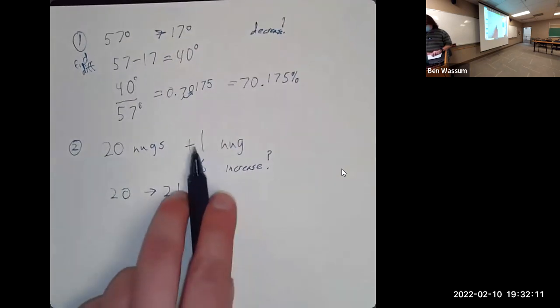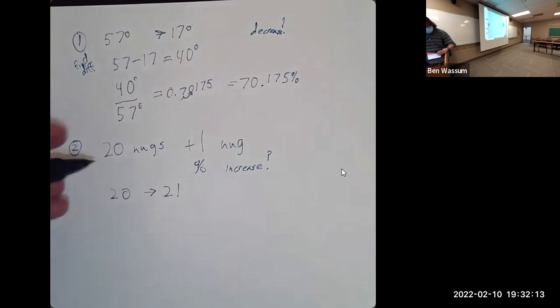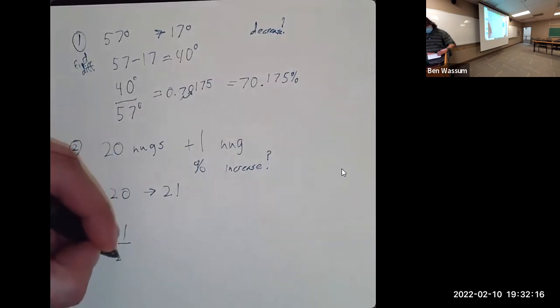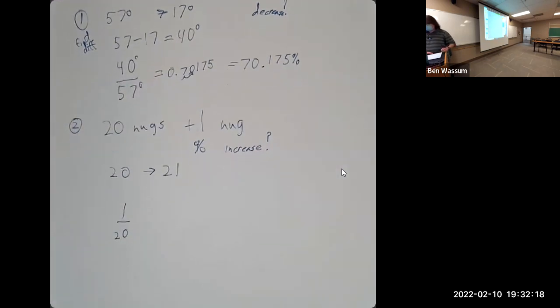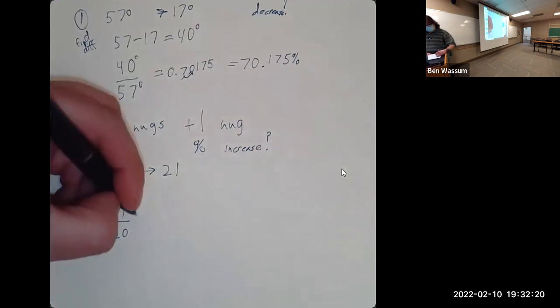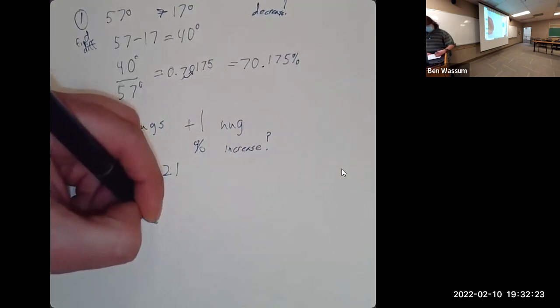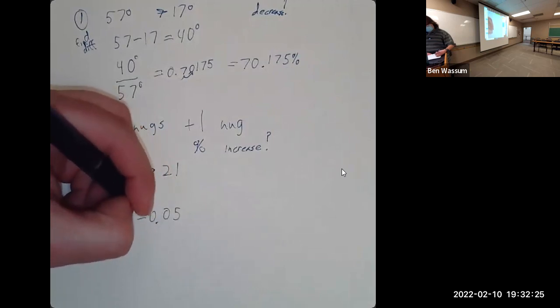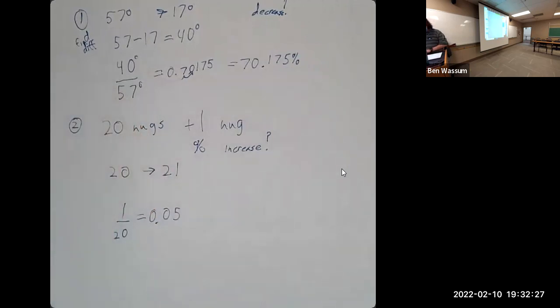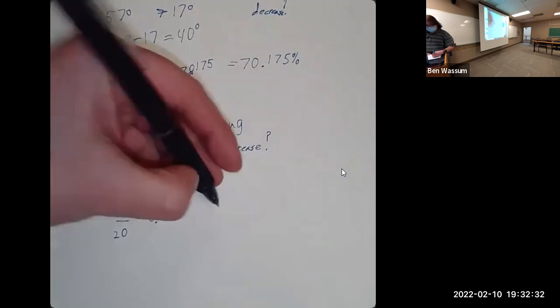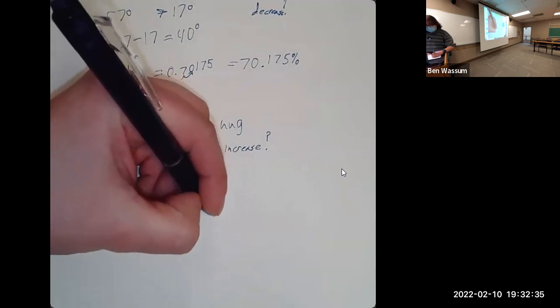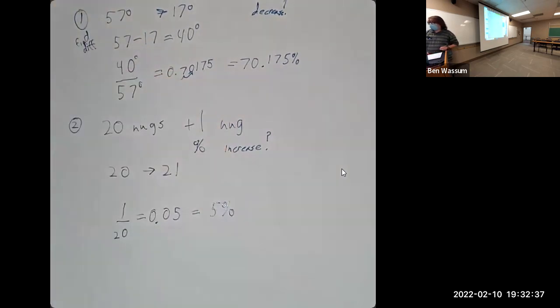Either way, you take your difference, which in this case would just be 1, right? Divide it by what you started with. And you should end up with 0.05, right? Which is a 5% increase. You have received a 5% increase in nugget. Isn't that exciting?